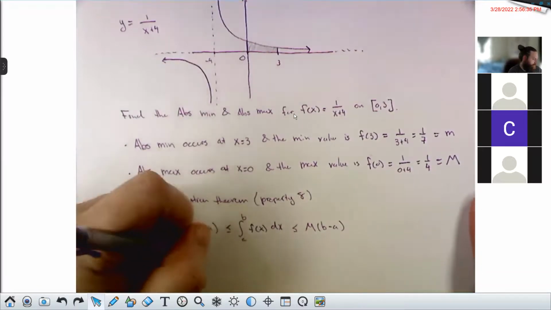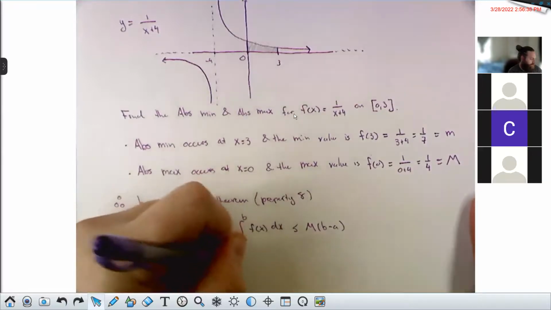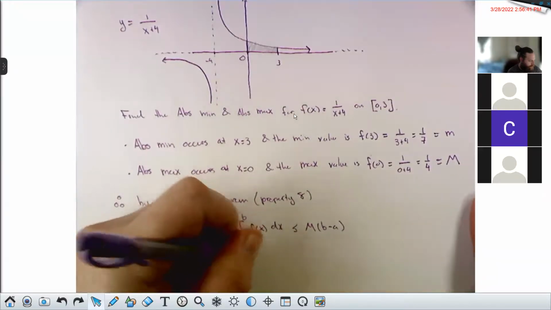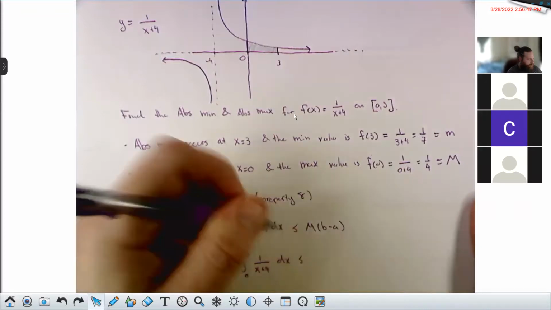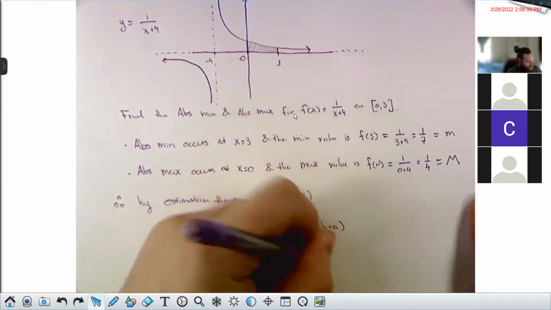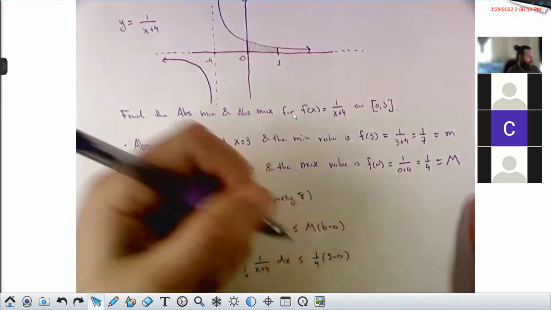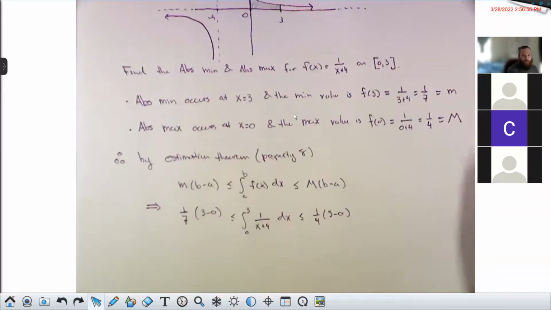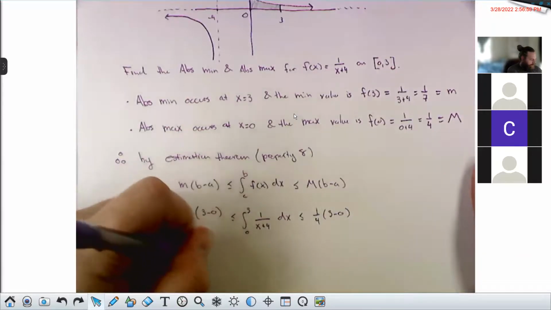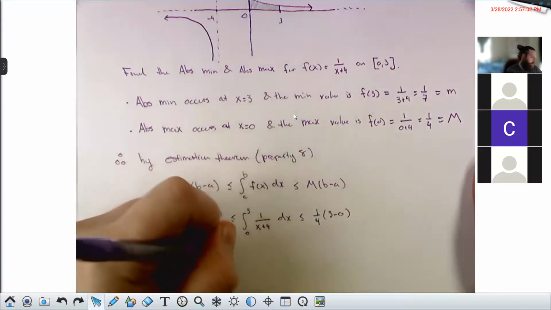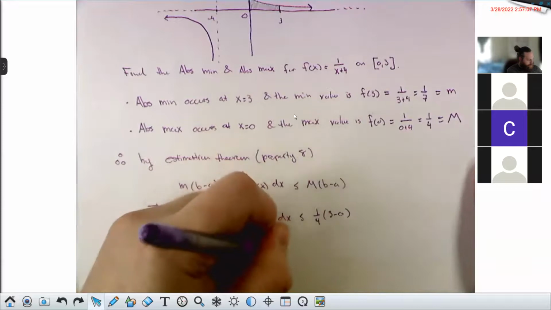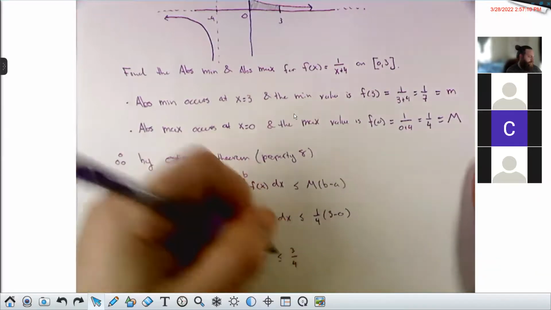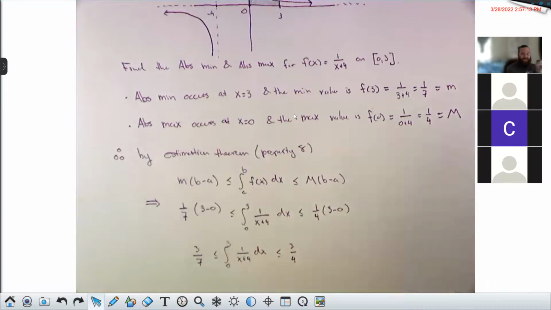So 1/7 times 3 minus 0 is less than or equal to the integral from 0 to 3 of 1 over x plus 4 dx, which is less than or equal to big M, 1/4, times b minus a, again 3 minus 0. So the lower bound for this integral is 3/7. And the upper bound for this integral is 3/4. So the true value for this integral lies somewhere between 3/7 and 3/4.